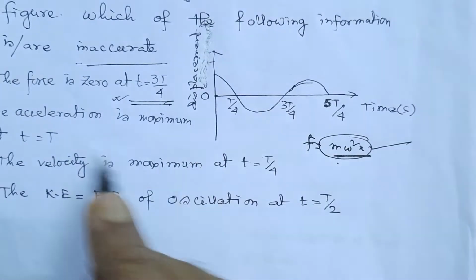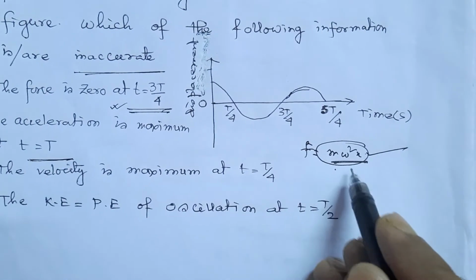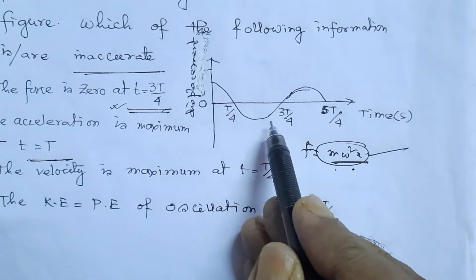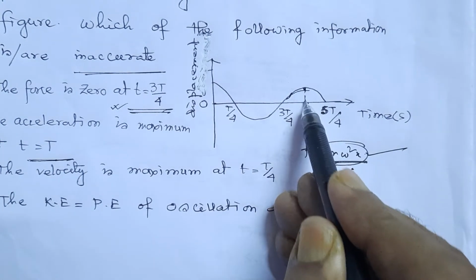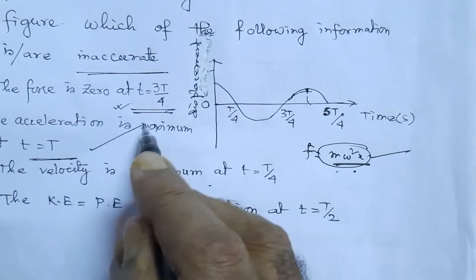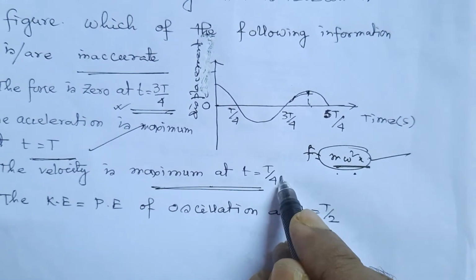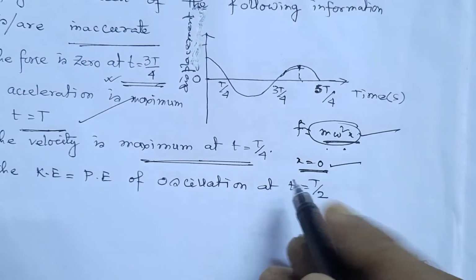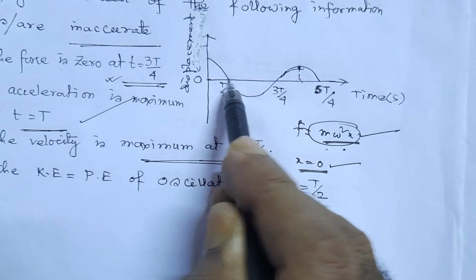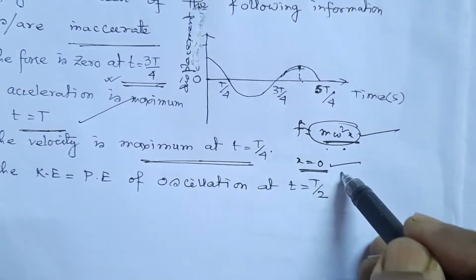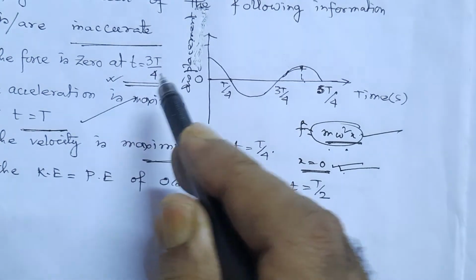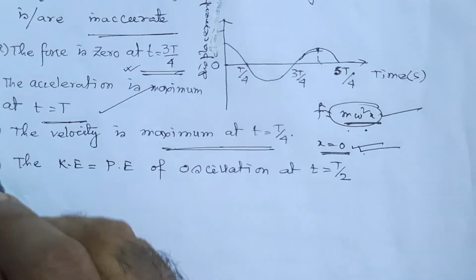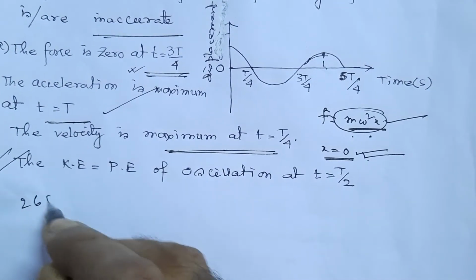The acceleration is maximum at x = a, at t = T. When we find that at t = T, x = a, the acceleration is maximum there. The velocity is maximum at t = T/4. We know that velocity is maximum at x = 0, at the mean position. So at t = T/4, displacement is 0, the particle is at the mean position. So all these three options are correct. Then the inaccurate option should be D. So our inaccurate option for question number 26 is D.